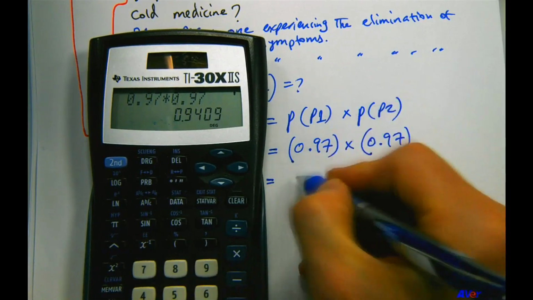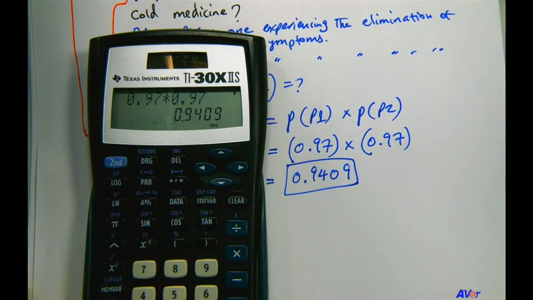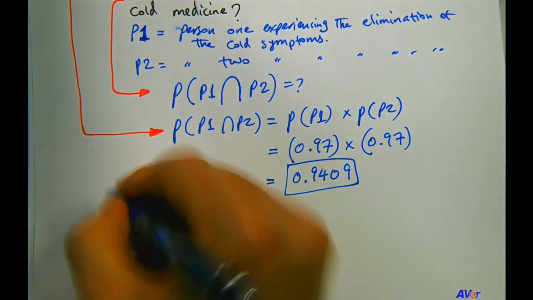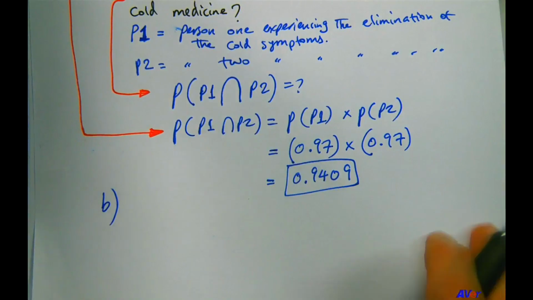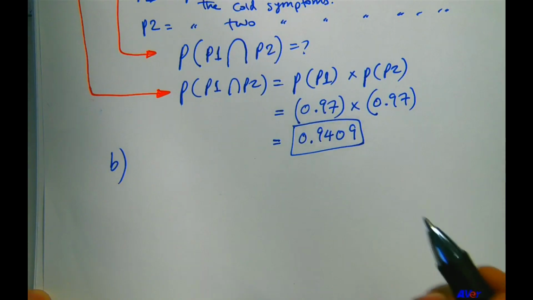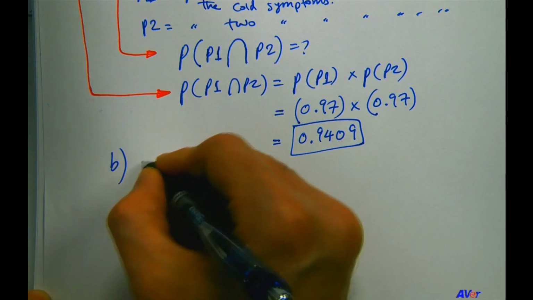0.9409. Usually I like to round my final answer in probability to 4 decimal places. In this case, we don't need to round the number because it already stops at 4 decimal places. Okay, so that's that. Then the next question we can ask is, what is the probability that at least one of the coworkers experiences this relief from the cold symptoms?